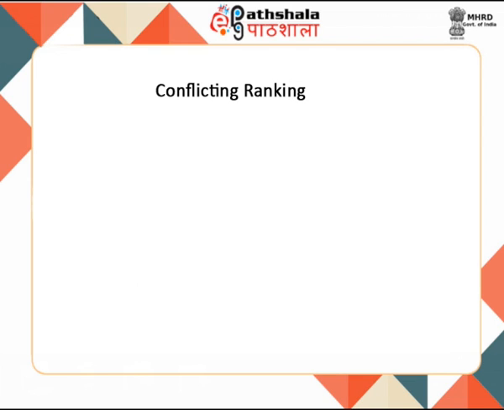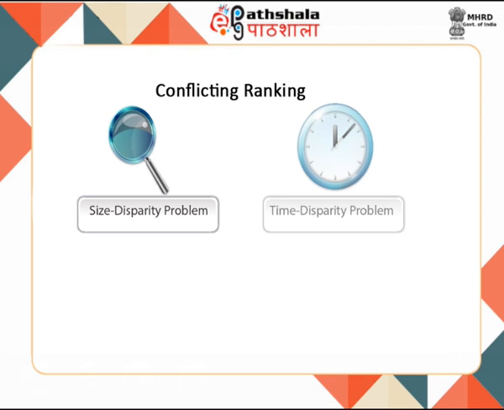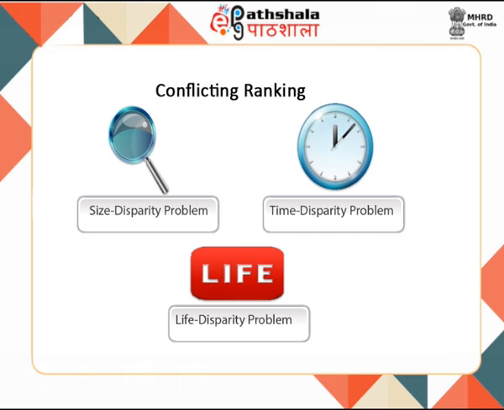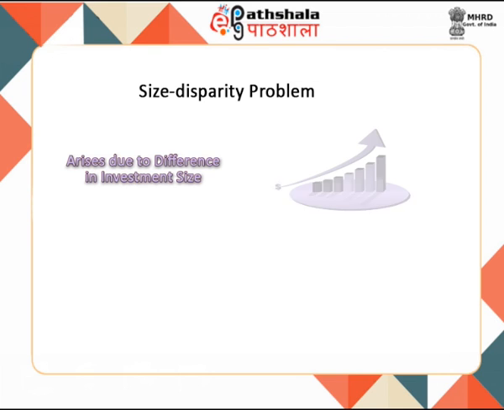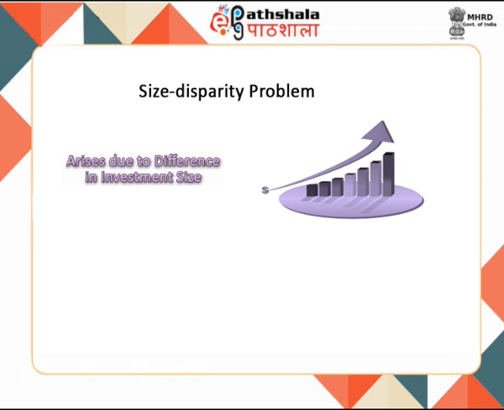In case of mutually exclusive proposals, NPV and IRR methods will give conflicting rankings due to the following reasons. First, size disparity problem. Second, time disparity problem. Third, life disparity problem. Let us understand the size disparity problem. It arises due to the difference in investment size.